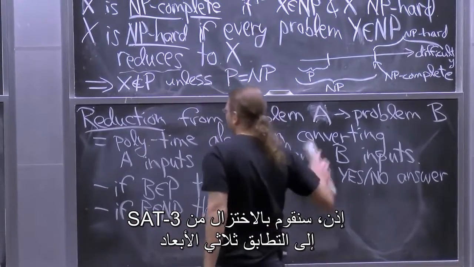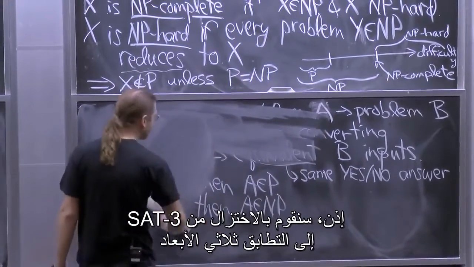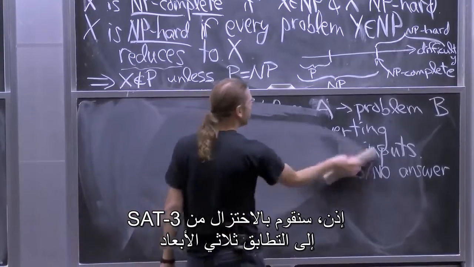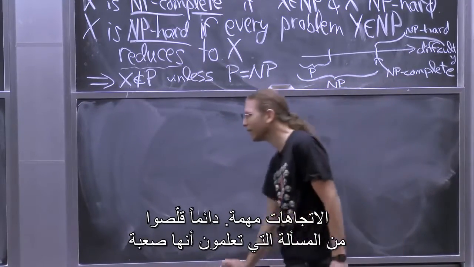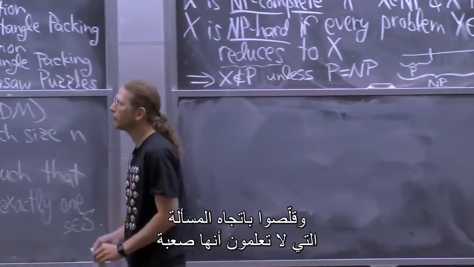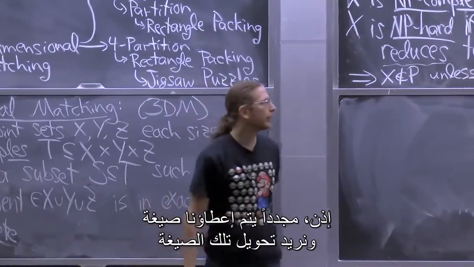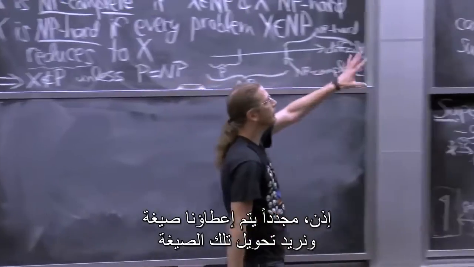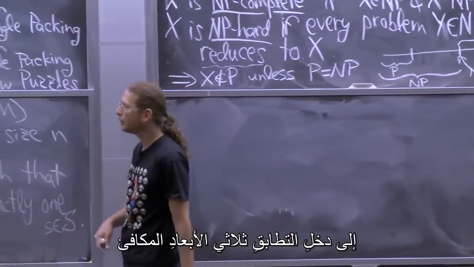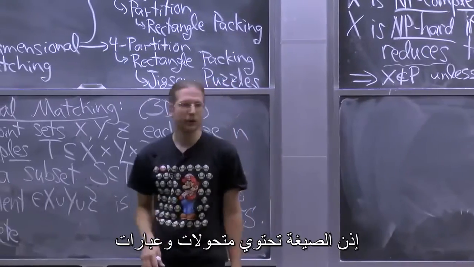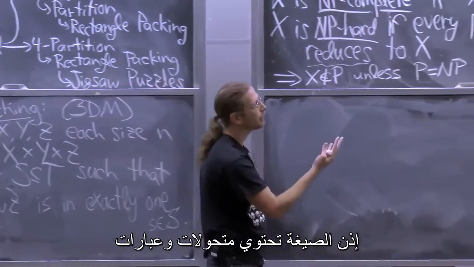So we're going to make a reduction from 3-set to 3-dimensional matching. Direction is important. Always reduce from the thing you know is hard, and reduce to the thing you don't know is hard. So again, we're given a formula. We want to convert that formula into an equivalent 3-dimensional matching input. So the formula has variables and clauses.